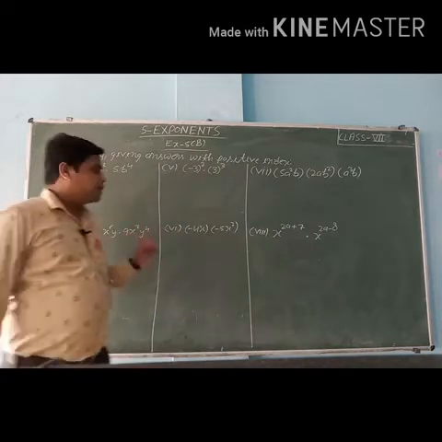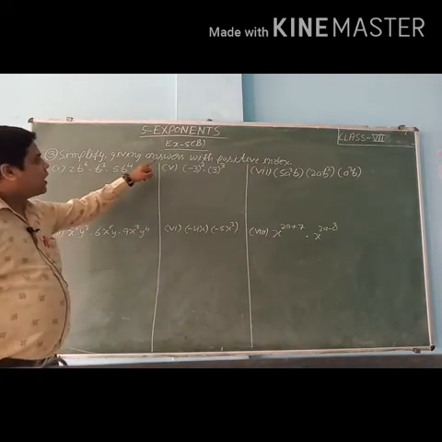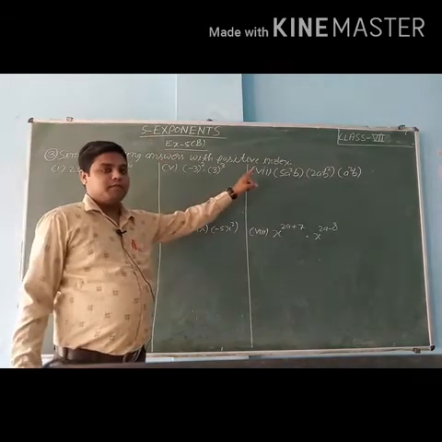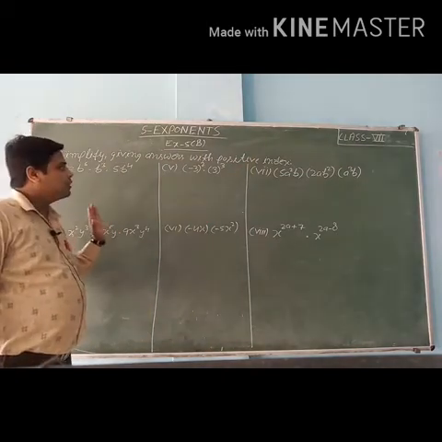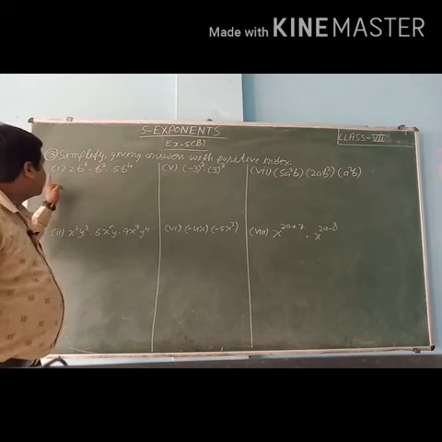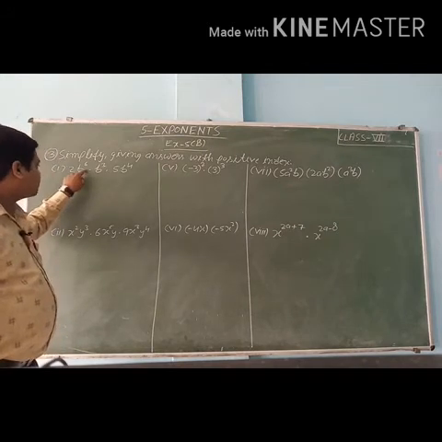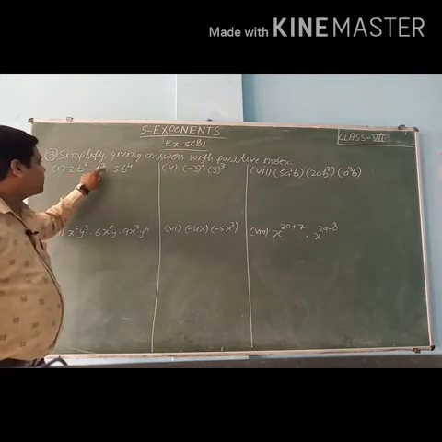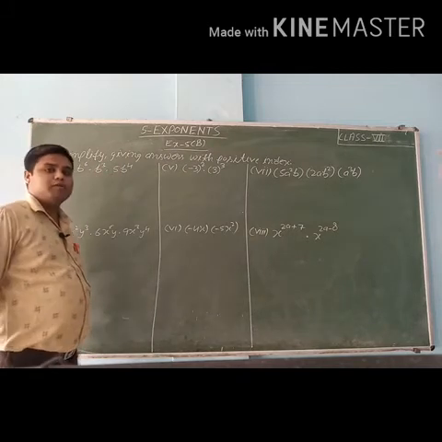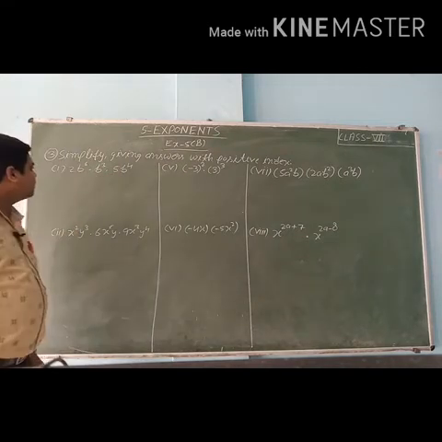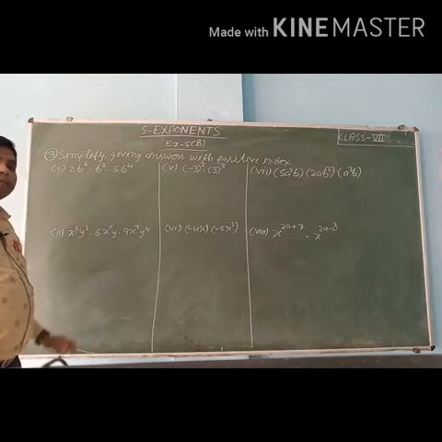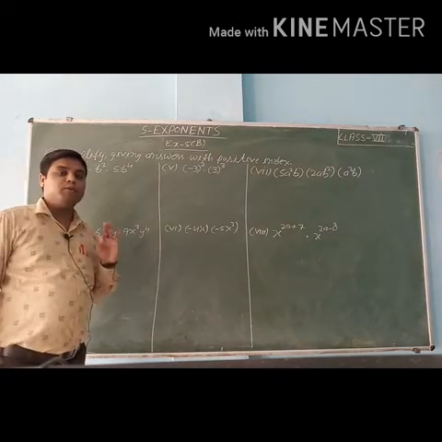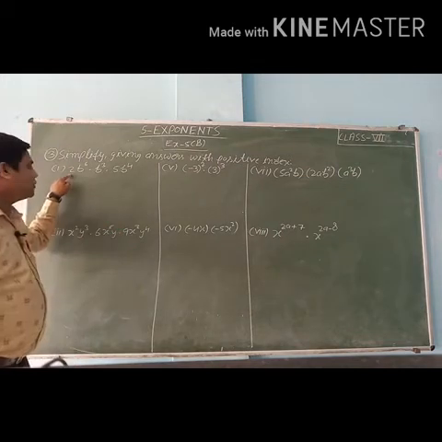Now students, third question: simplify, giving the answer with positive index. So we have to simplify all these parts and we will give the answer with positive index. First part is 2b raised to the power 6 multiply b raised to the power 3 multiply 5b raised to the power 4. So students, see one thing here, it is written 2b raised to the power 6. It means power 6 is only with b, not with 2.